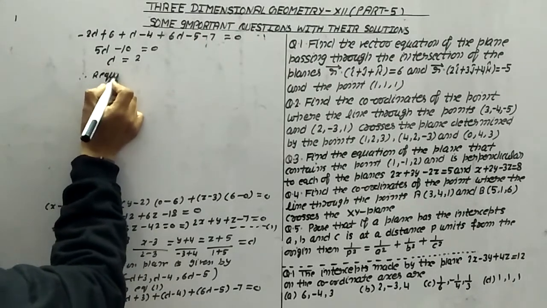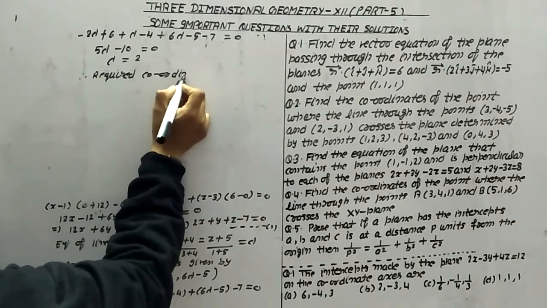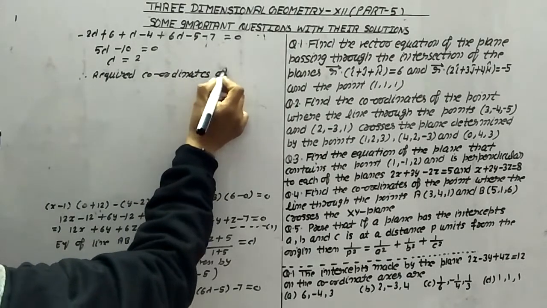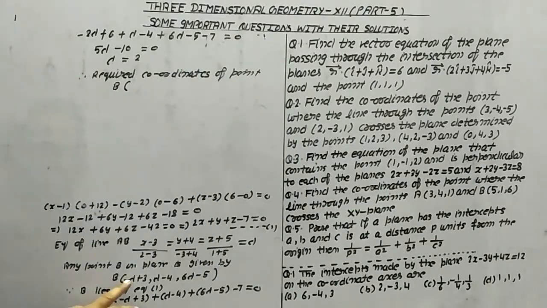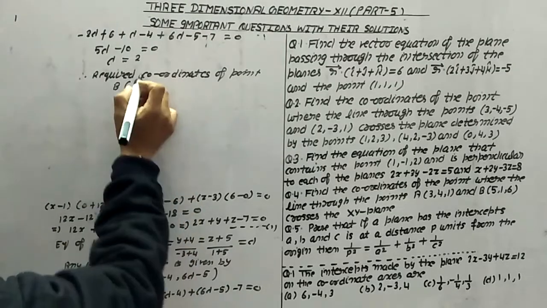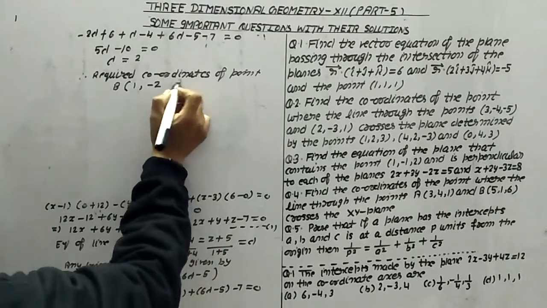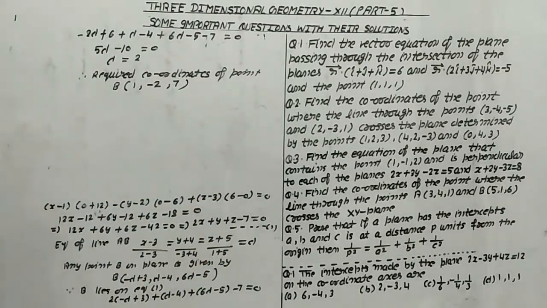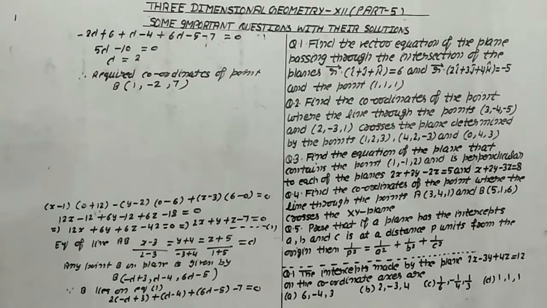Therefore the required coordinates of point B are obtained by substituting the value of lambda, which is 2. It means this becomes 1, minus 2, and 12 minus 5 is 7. This is the answer for this part. So in this way we will have to do the solution of this question. Now let's start the solution of question number 3.